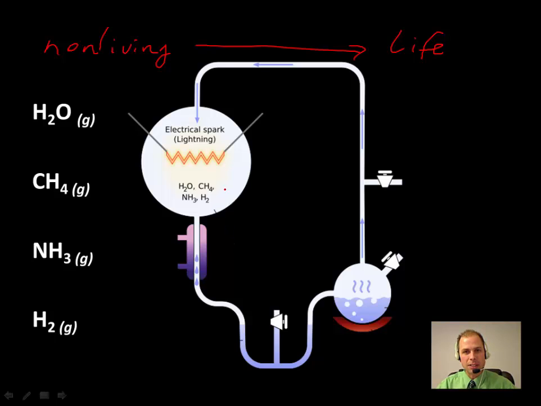And inside, you can see the exact same four gases that we identified earlier: water vapor, methane, ammonia, hydrogen gas. Well, it was also thought that the early Earth's atmosphere had a lot of electrical charges involved, a lot of electricity in the form of lightning. And to simulate that, Miller took electrodes and had a spark going between them.